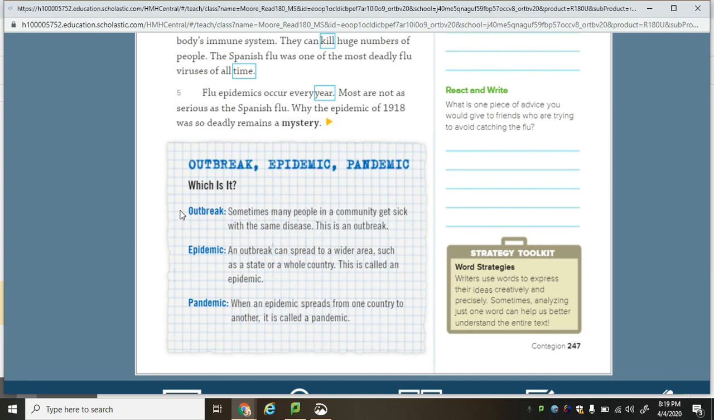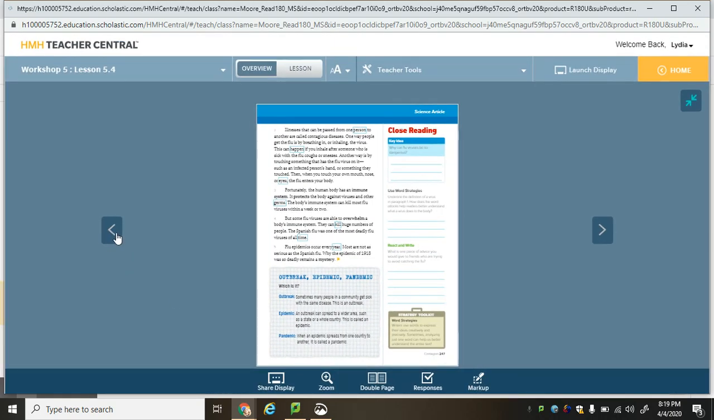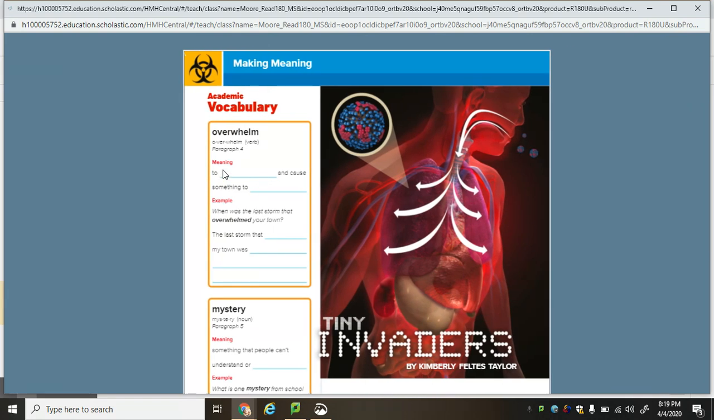So outbreak is just like Greenville. Epidemic is just South Carolina. Pandemic is where it goes from one country to another country. So the flu goes from the United Kingdom or England to France, and from France to China, and from China to the United States. So the entire world has it. That's called a pandemic. So what we are in right now is called the pandemic. Okay? So let's go back and let's look at some vocabulary.